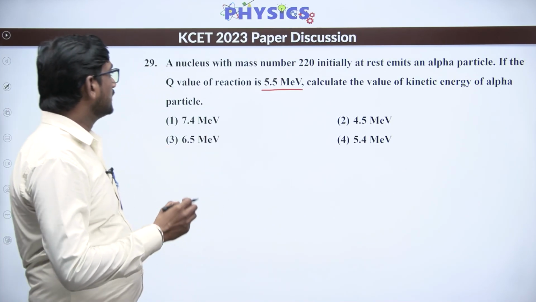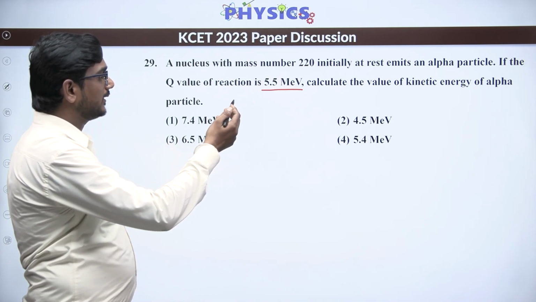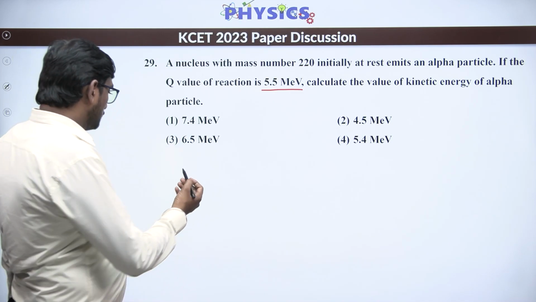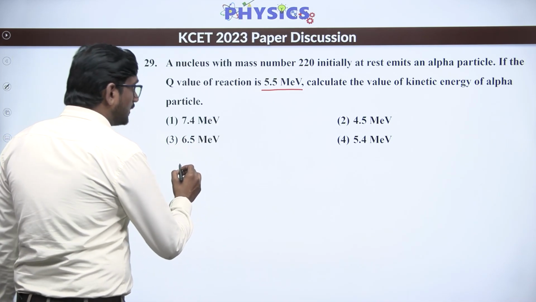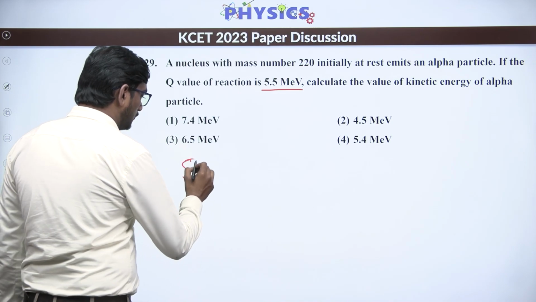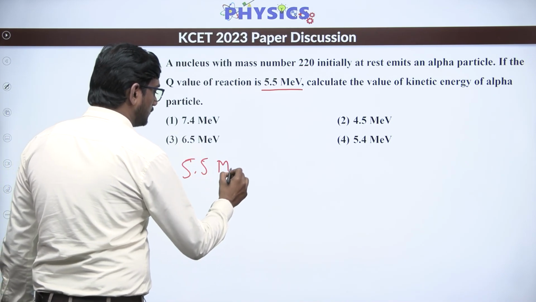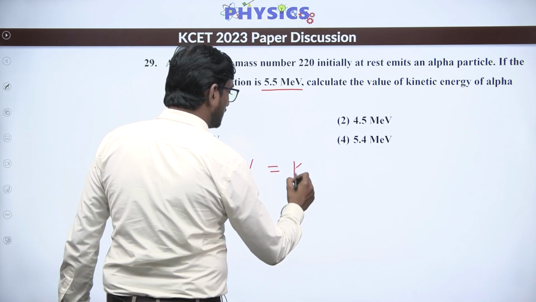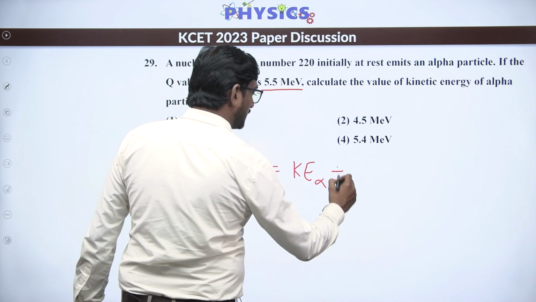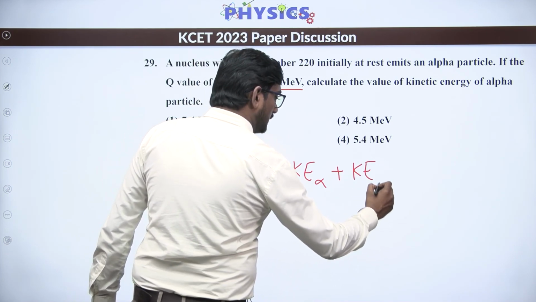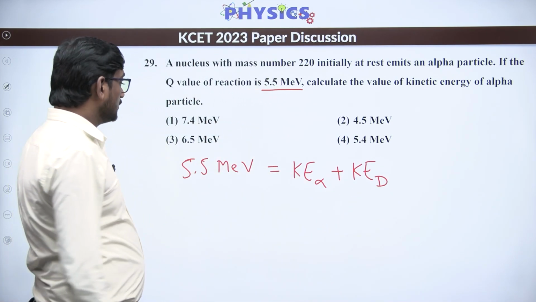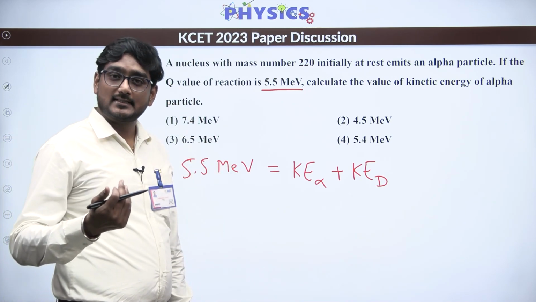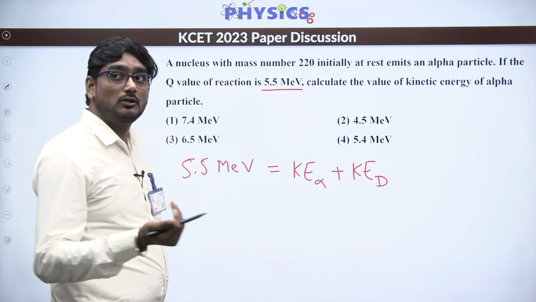Now in this question, initially the nucleus has mass number 220. It is emitting an alpha particle. So basically what will happen? Total energy in this is given as how much? 5.5 mega electron volt. That total energy will get divided in two parts. That will be the kinetic energy of alpha particle and the kinetic energy of the decayed particle, right? Now, since initially it was at rest, initially its momentum is what? 0. So the final momentum should also remain 0 only.